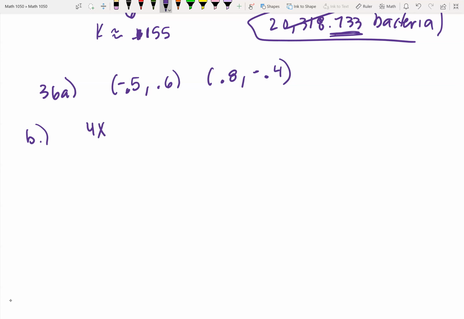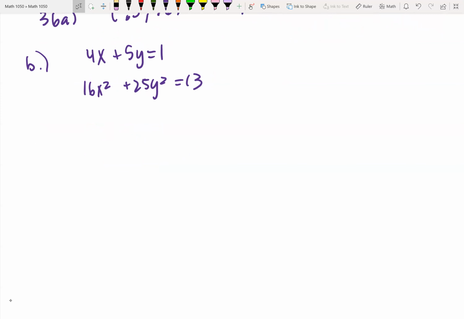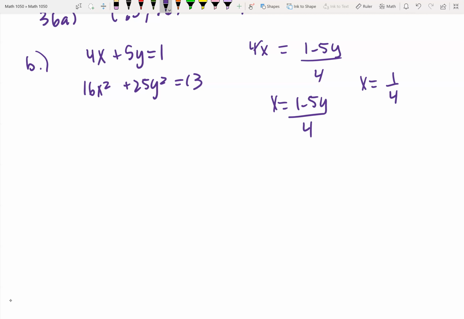Question B, now you have to solve it. And the difficulty is you are going to have to solve this using substitution because the bottom is squared and the top is not. Okay, so I'm going to solve the top equation for x. So I have 4x equals 1 minus 5y, divide by 4, and I get x equals (1 minus 5y) over 4. Some of you are writing that as 1/4 minus 5/4 y, and I bet that makes this problem 5 times tougher. I'm not exaggerating. So don't write them separately, write them together.